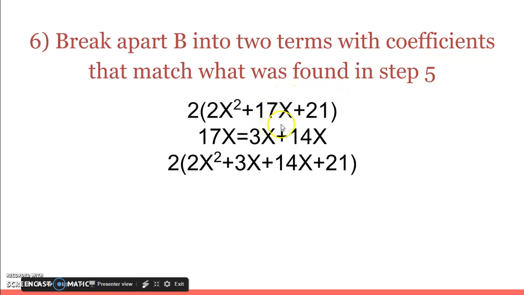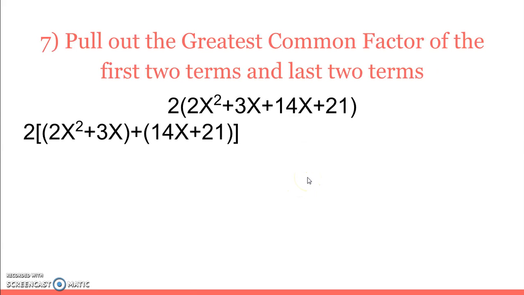So if we look here, we had 17x, and 17x is going to be the same thing as 3x plus 14x. And since it is the same, we can go ahead and substitute them in, and that's how we get this new polynomial. Then we're going to go ahead and group the first 2 terms and the last 2 terms together, and we want to make sure we pull out any greatest common factor that those 2 share.